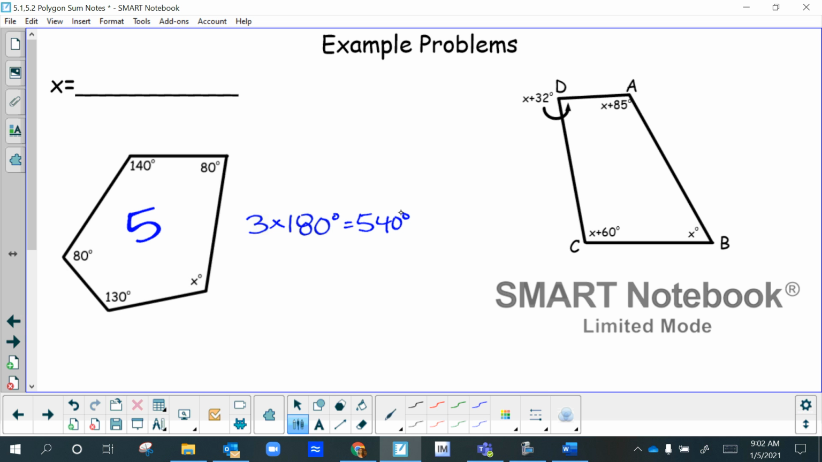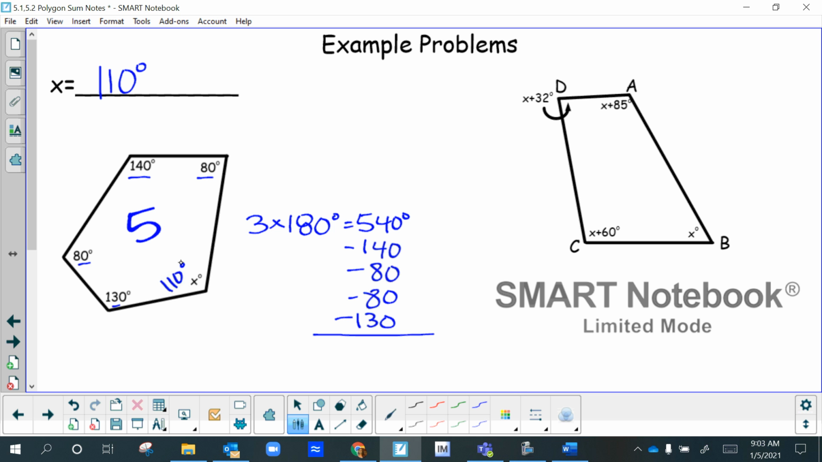So if all of them add up to 540, really all you have to do now is subtract each one of these angles to solve for that x. So I'm going to minus all of those in my calculator. I need a minus 140, a minus 80, a minus another 80, and then a minus 130. So if you did that on your calculator like I did, you should have got the number 110 degrees. So this angle right here, x, is 110 degrees.